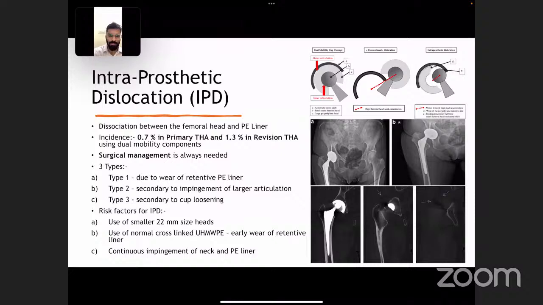Complications which are specific to dual mobility hip arthroplasty. The first is intraprosthetic dislocation. It is the dissociation between the femoral head and the polyethylene liner. The incidence is only around 0.7% in primary hip arthroplasty and 1.3% in revision hip arthroplasty. It always needs surgical management. The incidence of intraprosthetic dislocation has decreased recently because of the improved polyethylene liner, as well as improved head size, which now utilizes a 28 mm head. The intraprosthetic dislocation can be missed on an X-ray, whereas on CT it can be seen as a shadow of the liner.